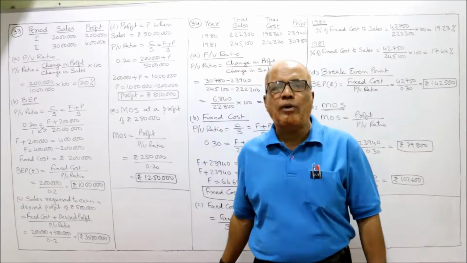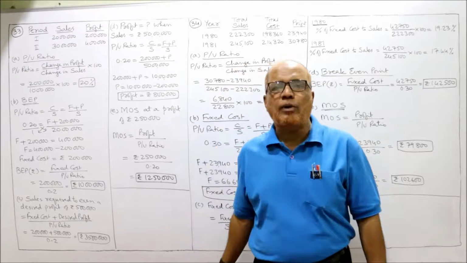Change in profit. Profit, how much changed from one period to second period? 2 lakh to 4 lakh. From 2 lakh to 4 lakh, so 2 lakh rupees is the change. Similarly, sales changed from 20 lakhs to 30 lakhs, means 10 lakh rupees. From 20 to 30, so 10 lakh rupees is the change in sales. So 2 lakh divided by 10 lakh into 100, 20% is the PV ratio. First question completed.